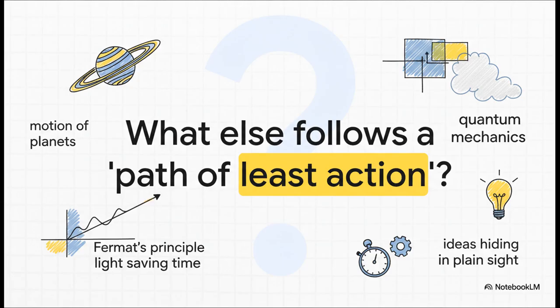This idea, sometimes called the principle of least action, shows up everywhere in physics, from the orbits of planets to the bizarre world of quantum mechanics. It just makes you wonder, if light has figured out this ultimate shortcut, what other amazing efficiencies are hiding in plain sight all around us?